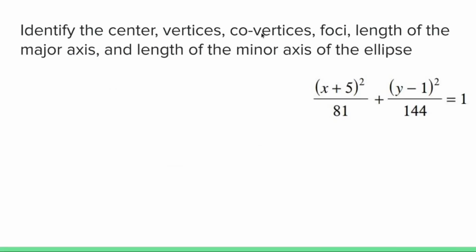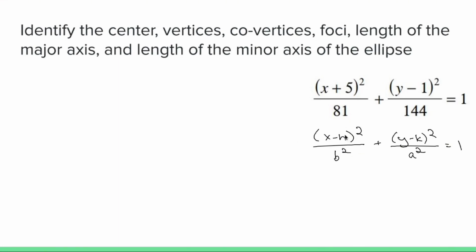Identify the center, vertices, covertices, foci, length of the major axis, and length of the minor axis of this ellipse. Well, when I look at this one, I notice that the larger number is underneath the y part. So I'm going to compare that to this formula right here: x minus h squared all over b squared plus y minus k squared all over a squared equals 1. Since my larger number is always going to be a, I'm writing out this formula. This is the formula where I have a standing up ellipse that looks tall and skinny versus short and wide.